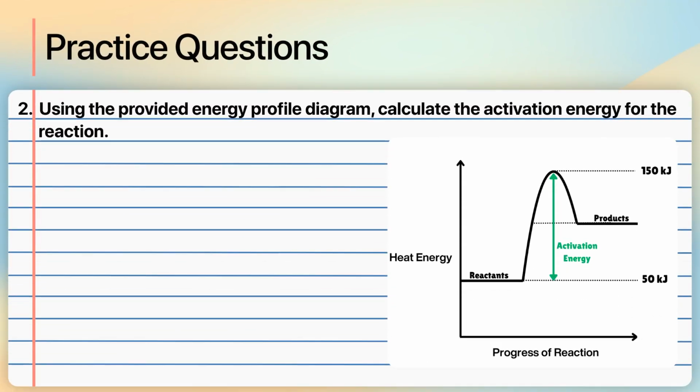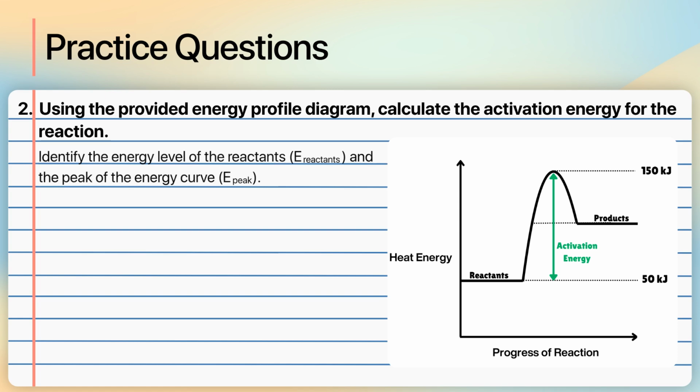Now, let's have a go at calculating activation energy. Using the provided energy profile diagram, calculate the activation energy for the reaction. First, identify the energy level of the reactants and the peak of the energy curve from the diagram. The activation energy is the difference between the peak energy and the energy of the reactants. So we have activation energy equals the energy of the peak minus the energy of the reactants.